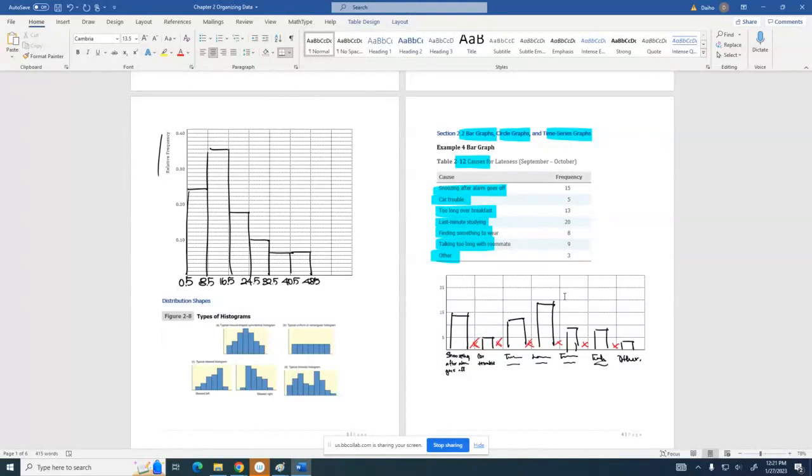One more. Can I switch? Can I list them in alphabetical order? Yes, why not? For the bar graph, I can switch. How about the histogram? No.